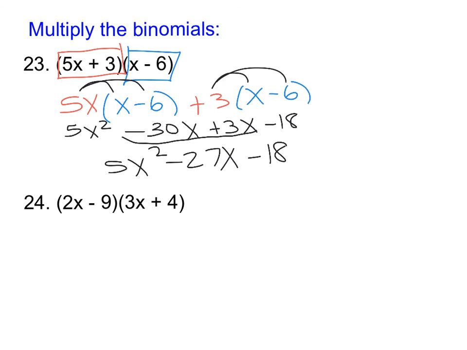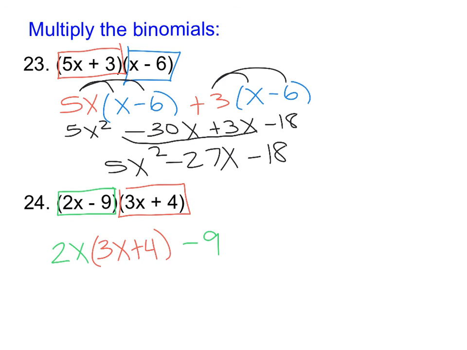All right, last one. Make this green. Let's do Christmas colors. 2x times 3x plus 4 minus 9 times 3x plus 4. So you should have done these already. We're checking our work, guys.